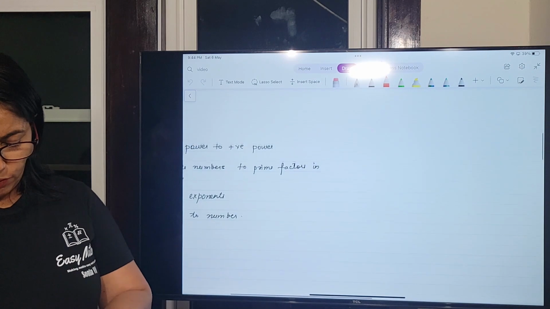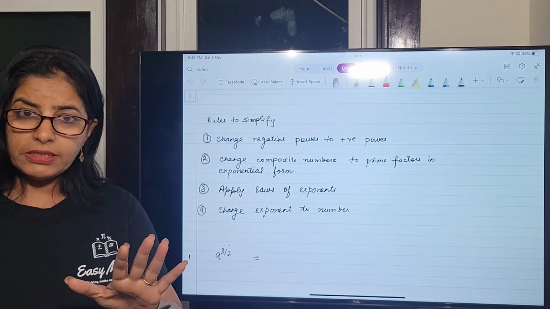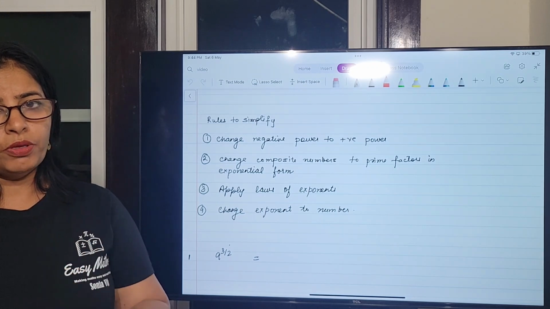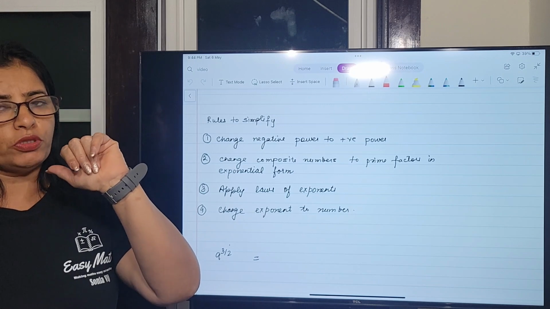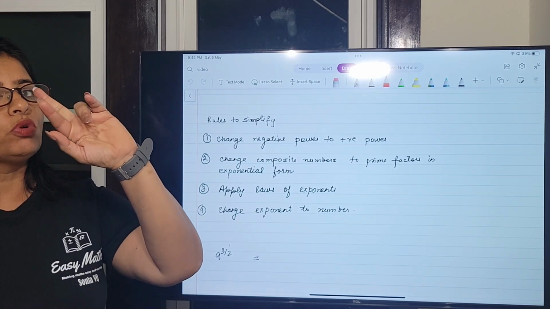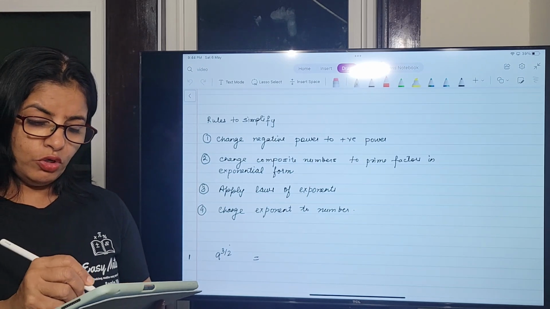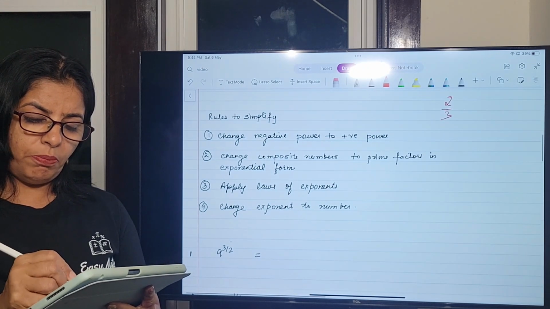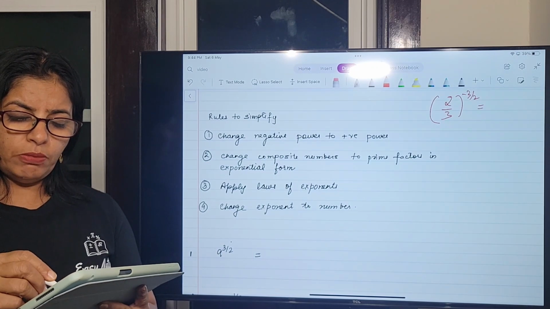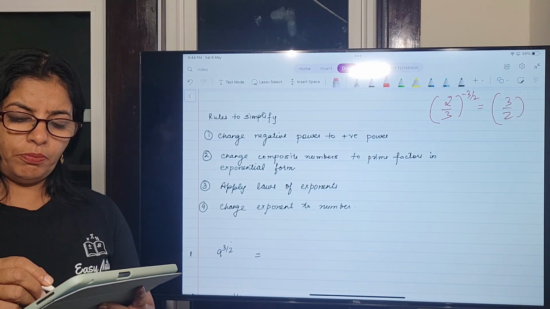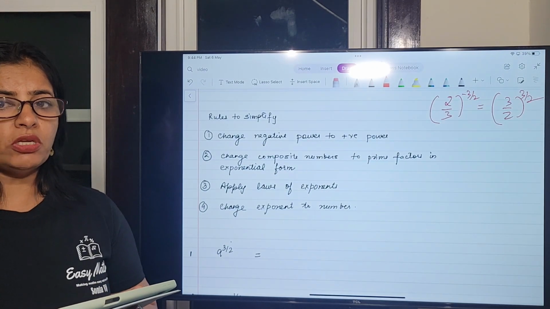The steps are, I would request you to pause the video, note down these steps, internalize them and then go for it. Okay. So the first step is, if you see a negative power, you change it to positive. How do you change it to positive? You reciprocate the base. So if you have 2 upon 3 to the power minus 3 upon 2, you simply do 3 upon 2 to the power 3 upon 2. You reciprocate the base to change the negative to positive.